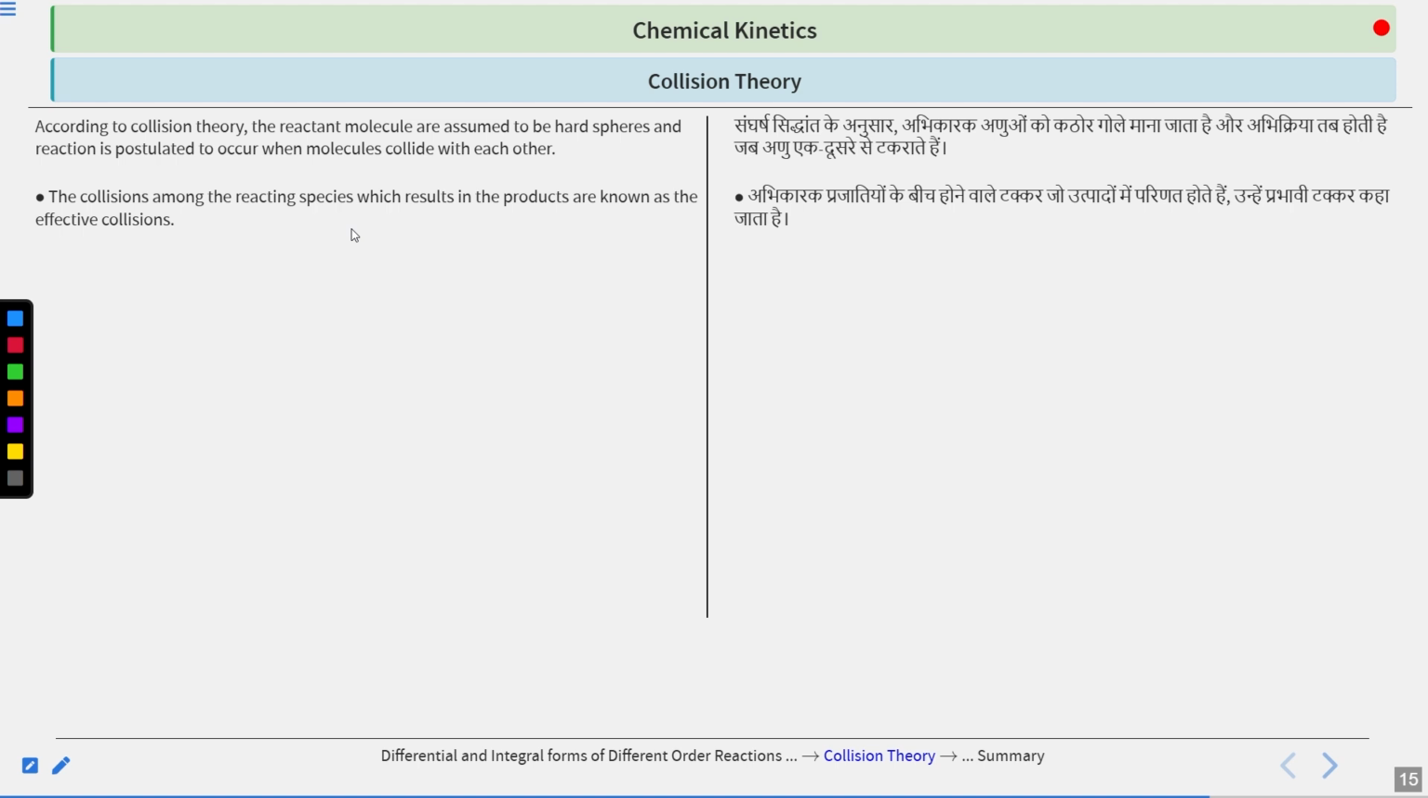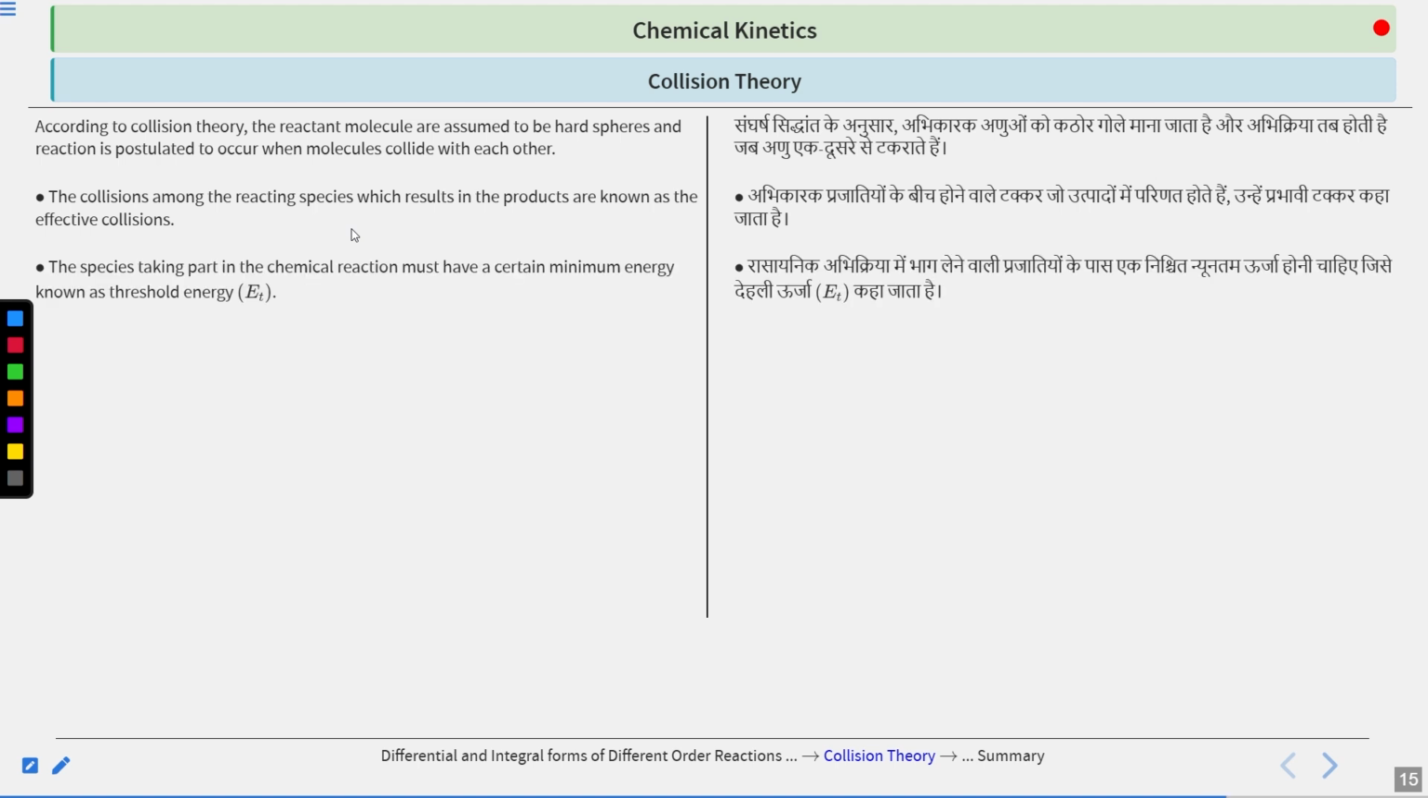There may be collisions, but there are many collisions which will not result in product. So we will consider only those collisions that are converted. So the collisions among the species which result in the product are known as effective collisions. Those which are not resulting in the product may not be termed as effective collisions.